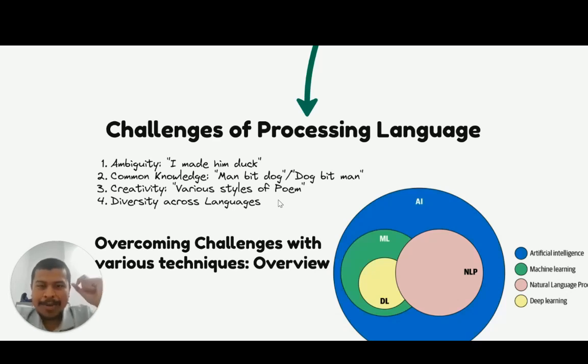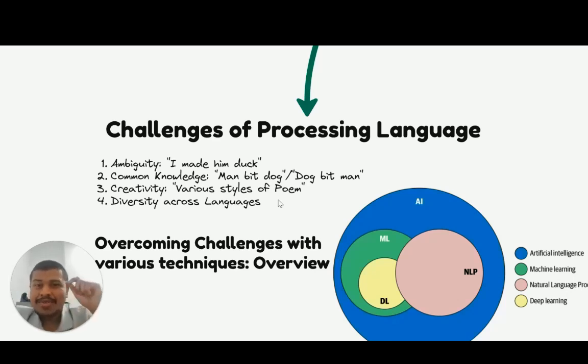So how will you make the system understand these different styles of poem? Again, a difficult task with numbers. You have to numerize all of them and then make computers understand it. It is a difficult task again from a statistical point of view. And then you have the diversity across language.